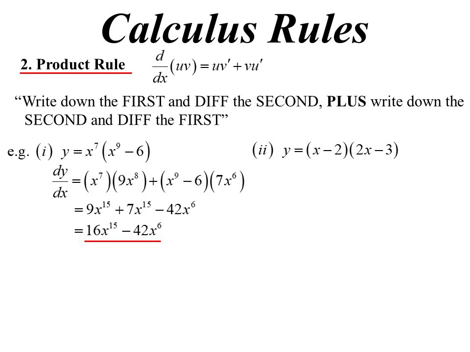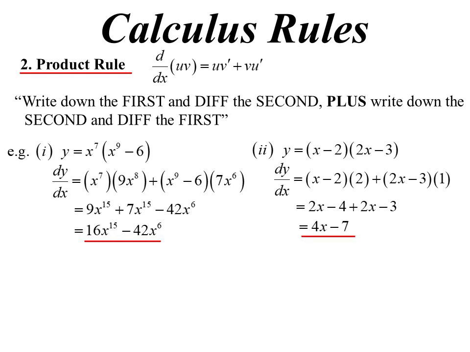Again, similar sort of thing, binomial product, not hard to expand out, but we could. Write down the first, x minus 2. Diff the second, differentiate 2x minus 3, we get 2. Write down the second, 2x minus 3, differentiate the first, 1. Bit of expansion, collecting of terms, we have our answer.